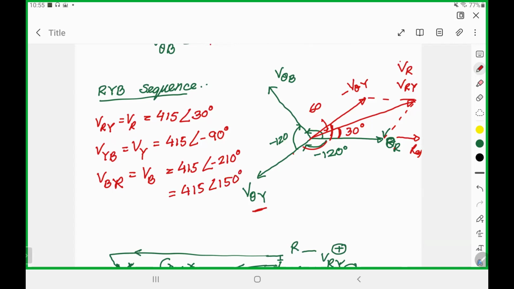So all the line quantities are moving by 30 degrees. This one would be 90 degrees here, slightly longer. And this one would be 90 plus 30, so it would be somewhere here. So this is VY and this is VB.